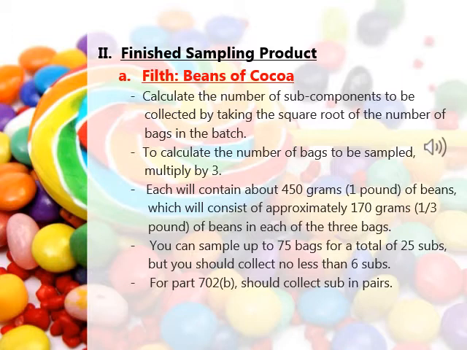A. First, cocoa beans. Calculate the number of subsamples to be collected by taking the square root of the number of bags in the batch. To calculate the number of bags to be sampled, multiply by 3. Each will contain about 450 grams of beans, which will consist of approximately 170 grams of beans in each of 3 bags. You can sample up to 75 bags for a total of 25 subsamples, but you should collect no less than 6 subsamples. For a part, 702 should collect subsamples in pairs.